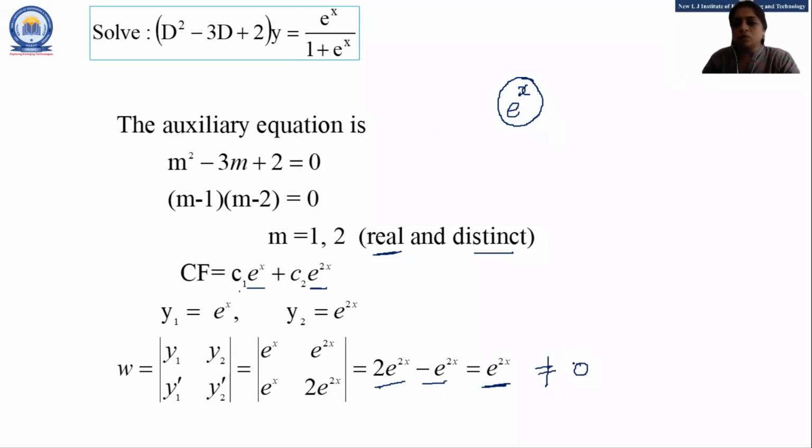So here our two steps are complete. One is the complementary function and the other is the Wronskian. So now we have to find our third step. Our Wronskian is e raised to 3x, right? Yes, thank you. So our Wronskian here is e raised to 3x. Let's move on with the next step.